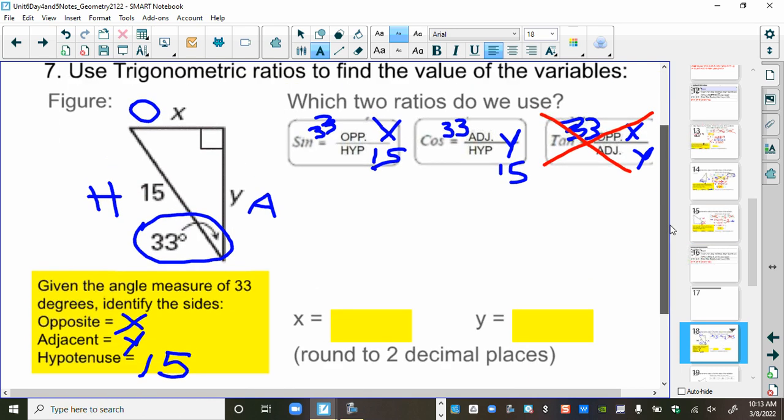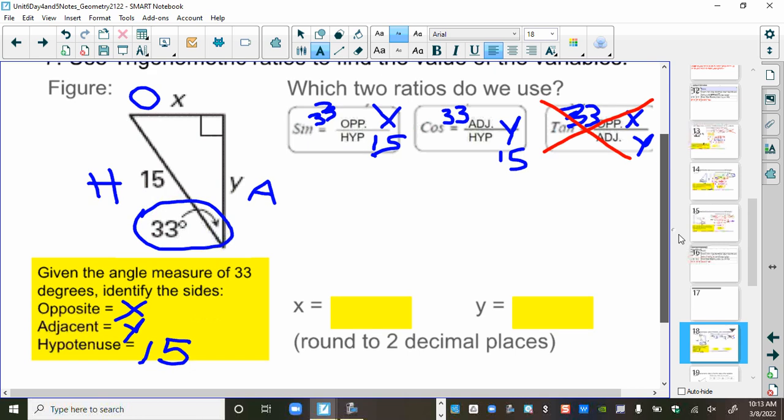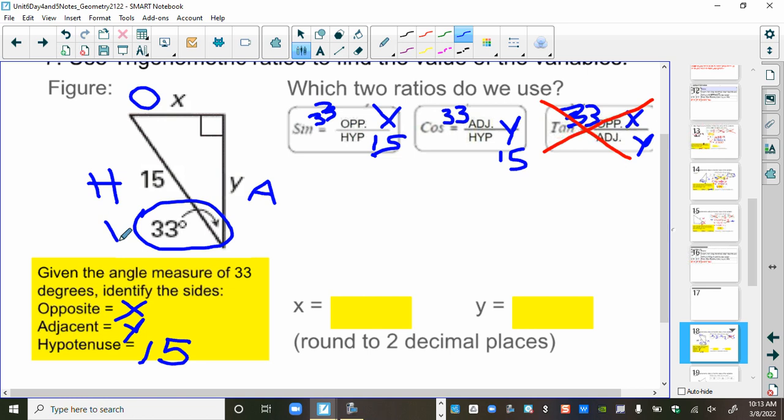And I'll be nice, I'll give you this one. I'll give you this setup right here. Because once we identify the angle, that's your step 1. You have to identify that angle first, which is down here. So that's step 1.